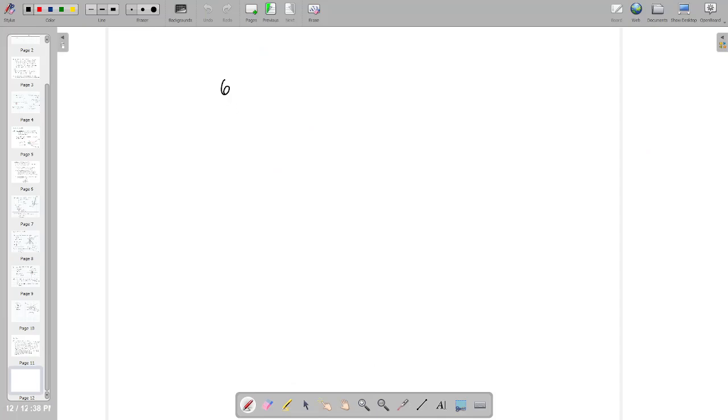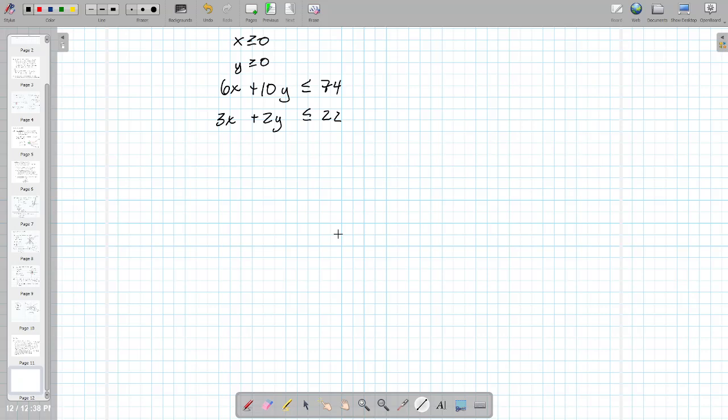So we have 6x plus 10y less than or equal to 74, 3x plus 2y less than or equal to 22. We have x greater than or equal to 0, and y greater than or equal to 0. So what we need to do now is graph these lines.